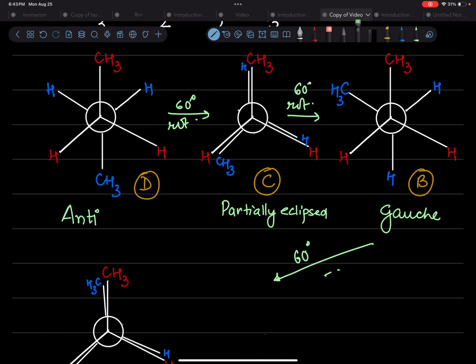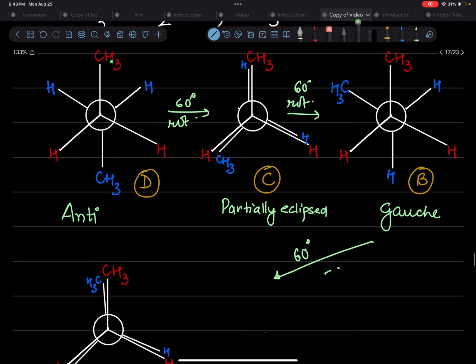Now let's look at these from the perspective of energy and stability. In the first conformation, which I have depicted here, that is anti, the 2 methyl groups, which are the bulkiest groups in this molecule, are as far apart as possible. So they are not going to have any torsional strain or steric strain. So this conformation is of lowest energy and thereby it is of highest stability, right?